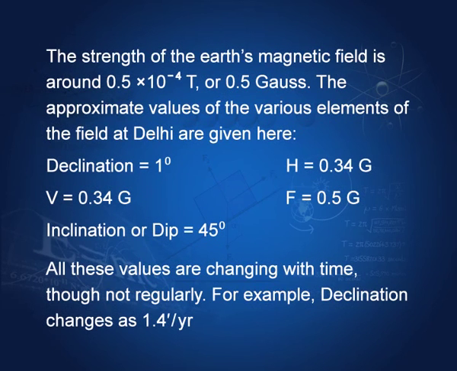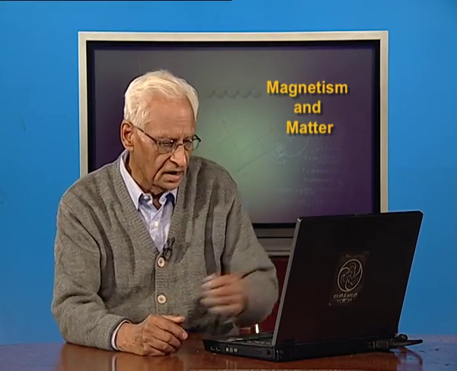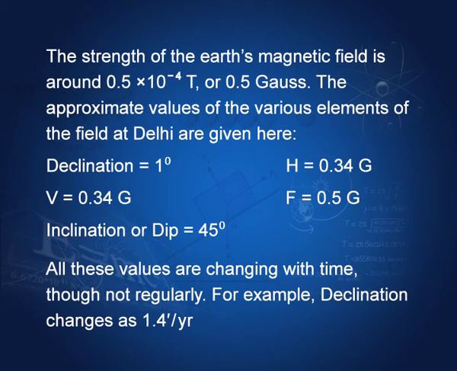At Delhi, the declination is 1 degree, the horizontal component is 0.34 Gauss, and the vertical component is also equal because the declination is almost 0, and F is 0.5. The inclination or dip is 45 degrees, that is why H and V are equal. All these values are changing with time, though not regularly. For example, declination changes at a rate of 1.4 minutes per year.